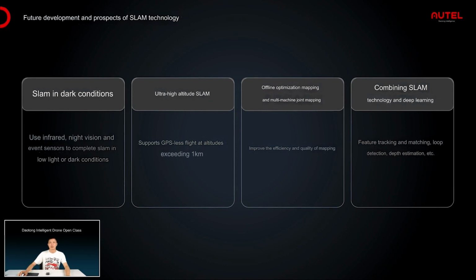Finally, the combination of SLAM technology and deep learning has already been explored in academia and industry. We have done a lot of research, such as using deep learning to perform feature matching and tracking, loop detection and depth estimation, as well as end-to-end SLAM directly from data input to pose estimation. These are the directions we are looking forward to and paying attention to.